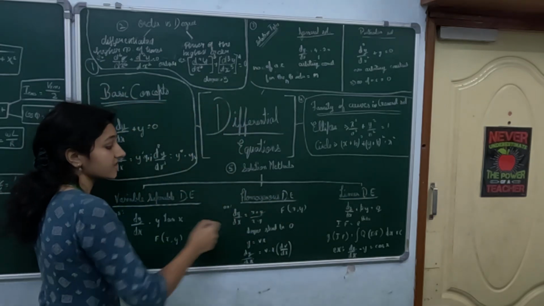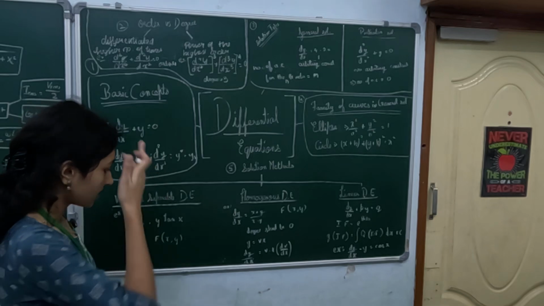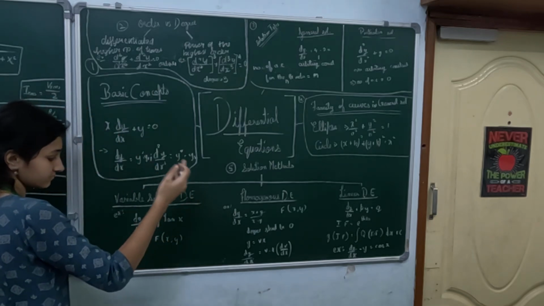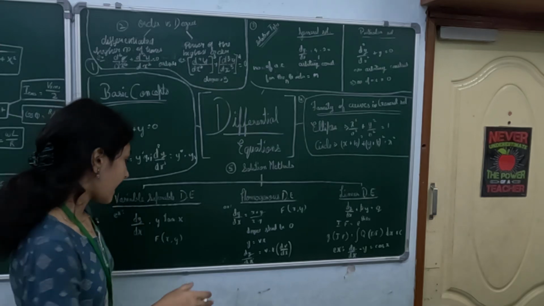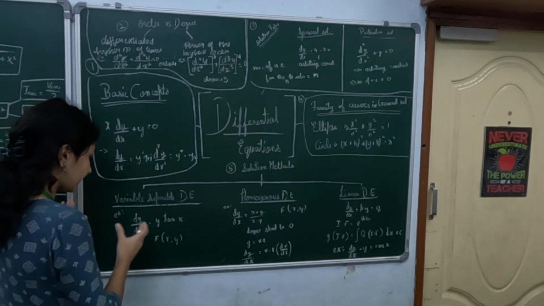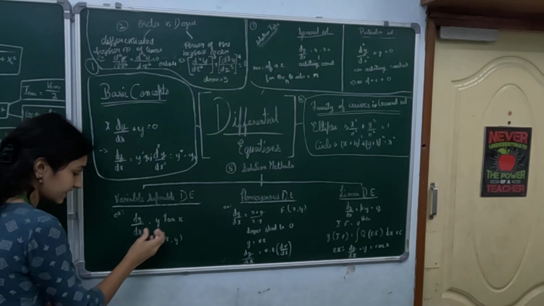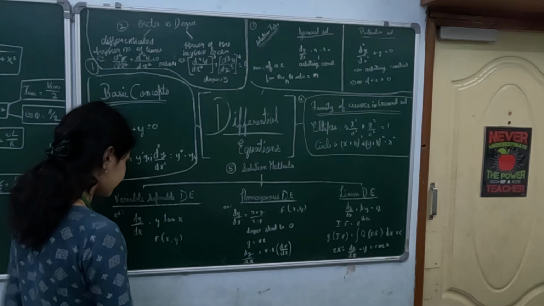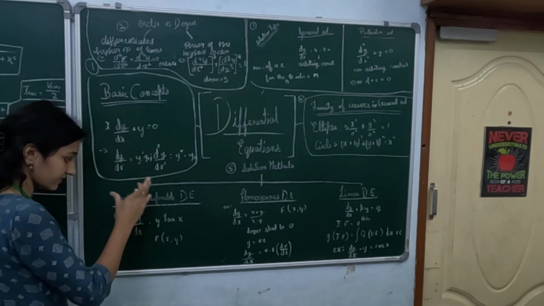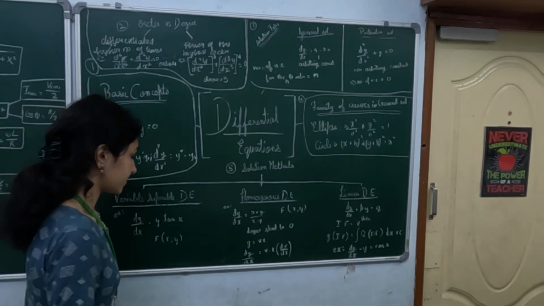Next, solution methods. There are three types of solution methods. First, variable separable differential equations. In this, we can easily take all the y components to this side and all the x components to that side. That's why it's called variable separable differential equations.